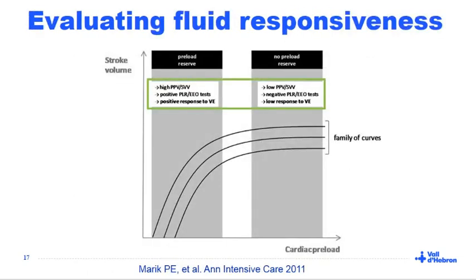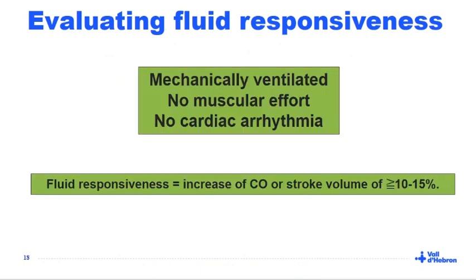So there are some dynamic parameters that we could evaluate, and maybe they will help us predict which patients will respond to the fluid challenge, which does not necessarily mean that they will need fluids. And to evaluate these parameters, you need your patient to be totally assisted by the ventilator, with no muscular effort and no cardiac arrhythmia. In most of the studies, fluid responsiveness has been defined as an increase in cardiac output or stroke volume of between 10 and 15%.